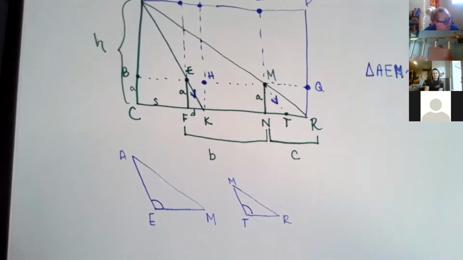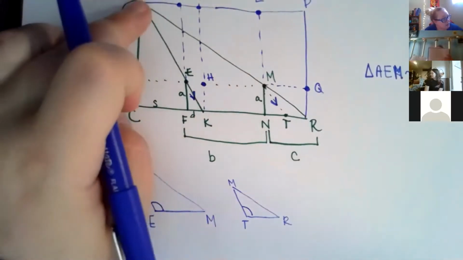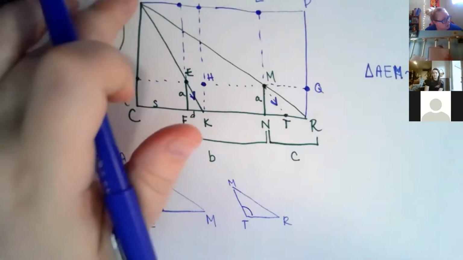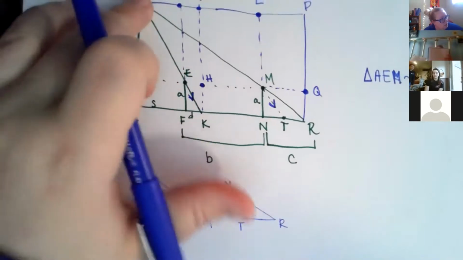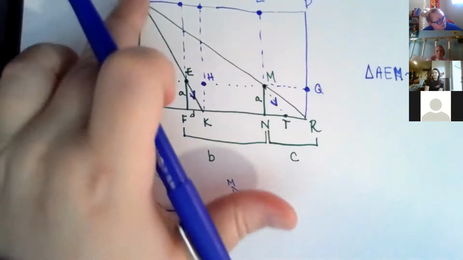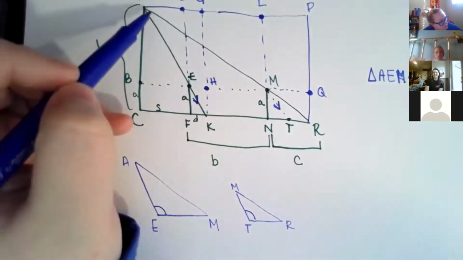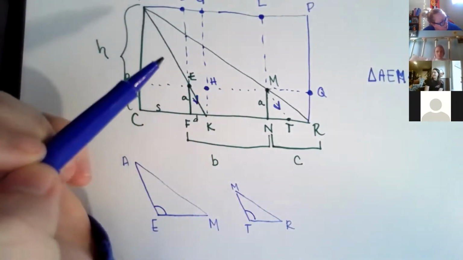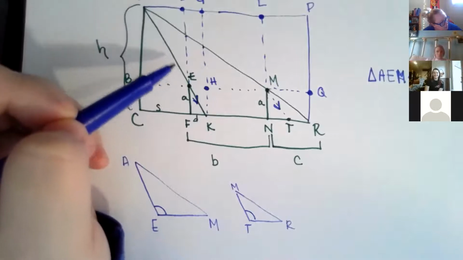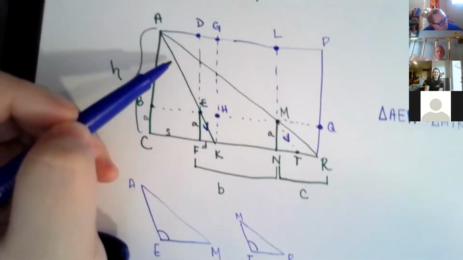Wouldn't the top angles be the same, A and right? Why? Because they both intersect the same line, kind of. So because this is here, here. Okay. How can you say that's true though? Why can you say that?